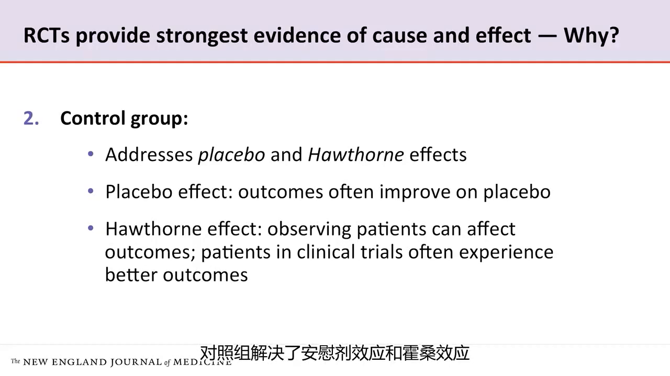The control group addresses both the placebo and Hawthorne effects. Patients treated with placebo often improve, likely because of expectation of benefit of the experimental treatment. In addition, observing patients can affect outcomes. Participation in clinical trials can be associated with improvement, not related to the experimental treatment.